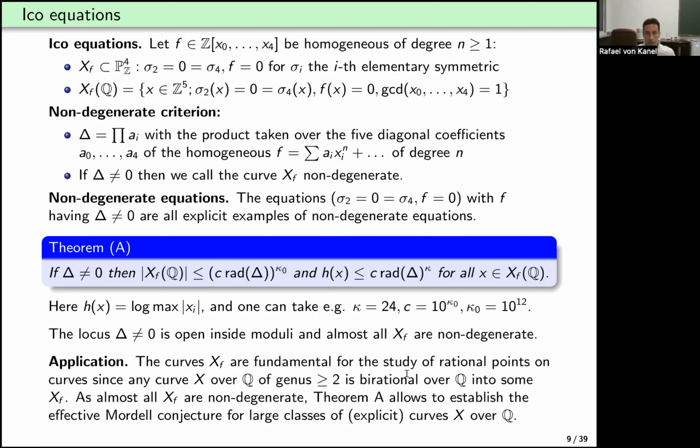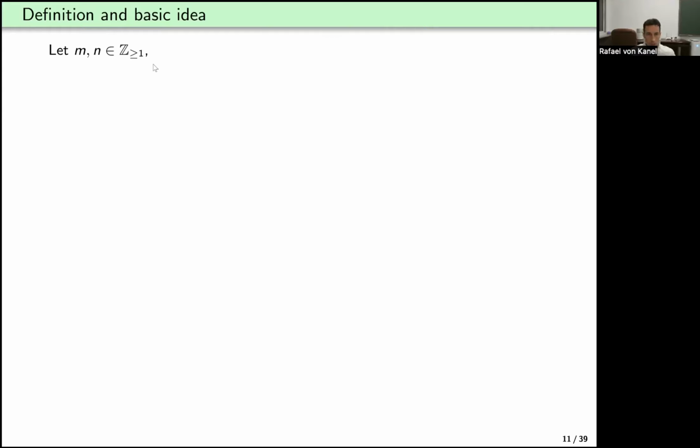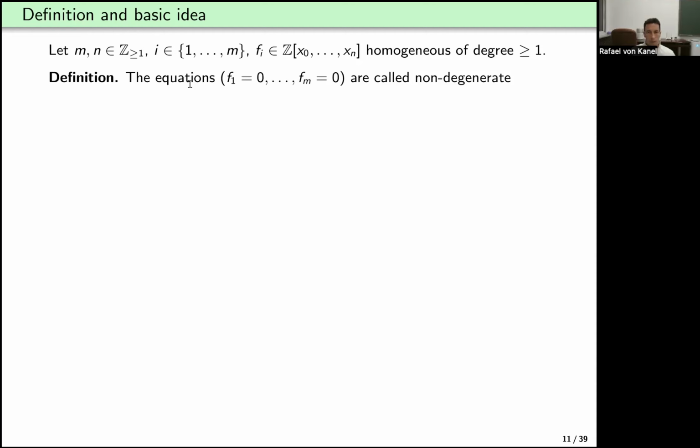And next, I would like to discuss the general definition of this non-degeneracy and explain a little bit the basic idea. So this will be the third part. For this, I fix m, n positive integers. I fix the i inside 1 to m. And also I fix some polynomials f_i, which are homogeneous of degree greater or equal than 1. Then we call the equations f_1 = 0 up to f_m = 0 non-degenerate if the projective variety defined by these homogeneous polynomials inside P^n over Q satisfies a certain geometric non-degeneracy criterion.